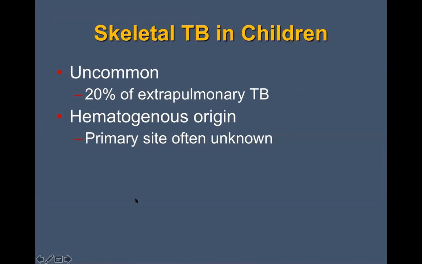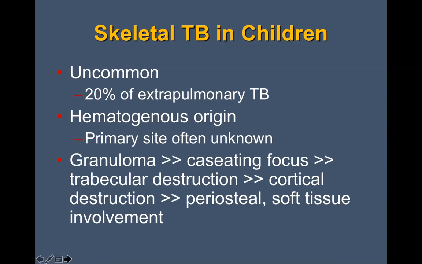Skeletal TB is the last area that we'll really address, and this is also fairly uncommon, but we do see occasional cases of skeletal involvement in this country. I think it's much more common in parts of the world where TB is endemic. Once again, it's generally of hematogenous origin, and often we don't ever find out where the primary site was, because there frequently is not any evidence of TB in the chest when you have skeletal involvement.